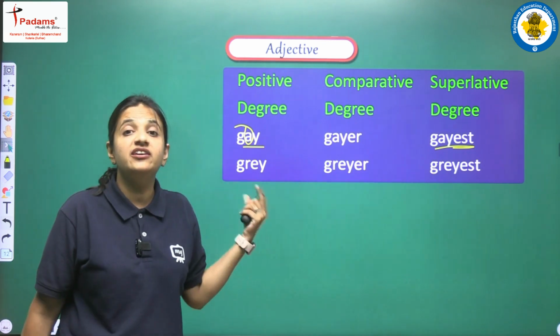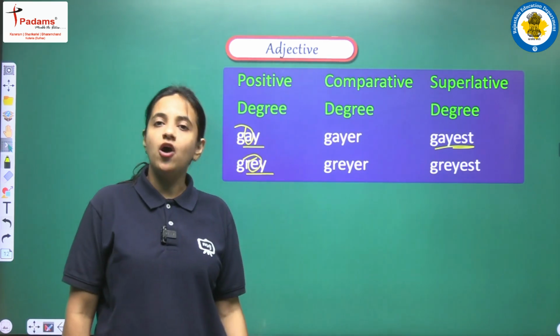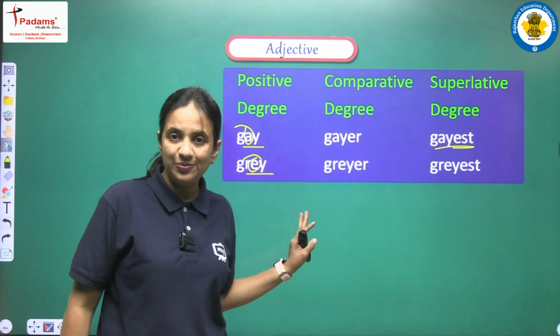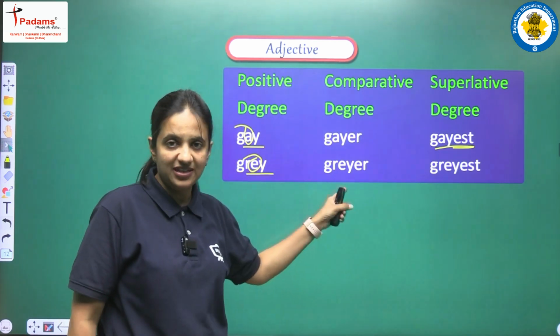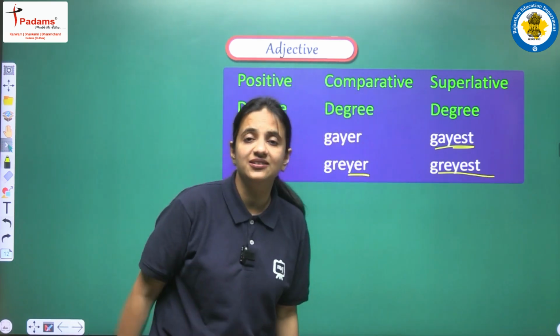Next we are having grey. Again we can see Y and before Y we are having one vowel. So now we don't need to replace Y, the same spelling will be there. So it will be grey, greyer and greyest.